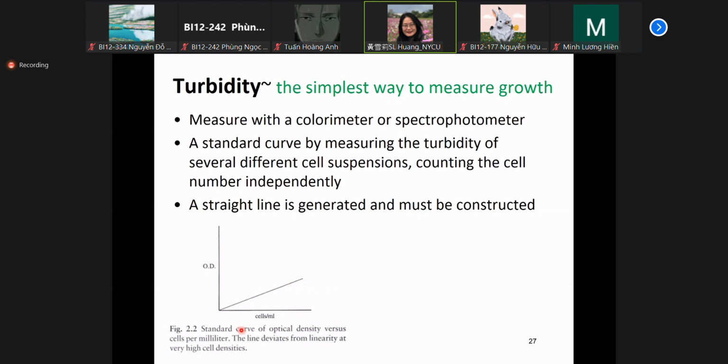As I mentioned, some big cells, one may be equivalent to three smaller cells. One rod cell may be more than several cocci. So the cell number would be more accurate if you take advantage of the practical way, such as stability, and then you have to calibrate the cell number.